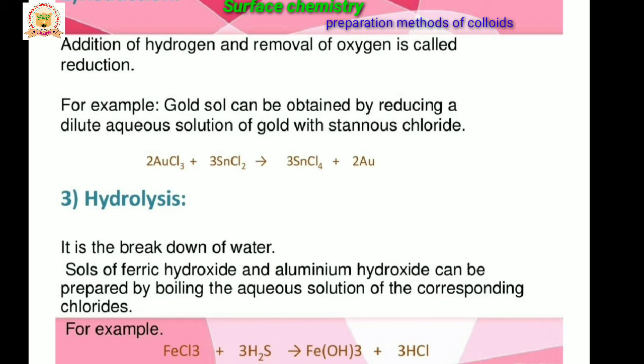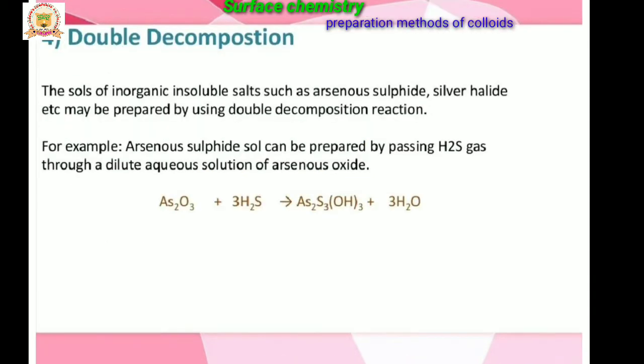Ferric hydroxide and aluminum hydroxide can be prepared by boiling the aqueous solution of the corresponding chlorides. FeCl3 on hydrolysis with water gets converted into iron hydroxide, or ferric hydroxide. If aluminum chloride is treated with water, it will give aluminum hydroxide. Here is the hydrolysis of FeCl3 to Fe(OH)3.